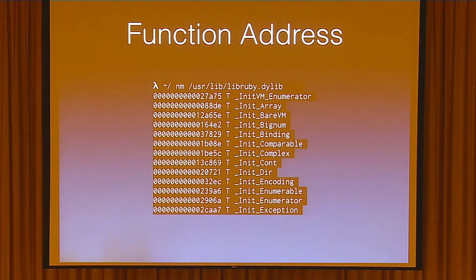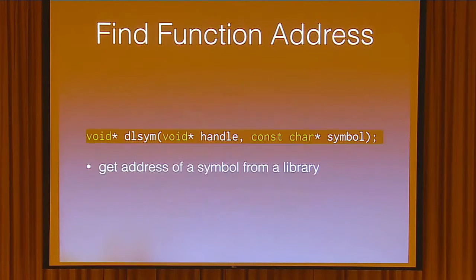On the left side is the hexadecimal representation of the memory address of the symbol on the right. Every symbol has its address, including functions and variables. So how do we do it in C? There's also a system call called dlsym, which can find a symbol address for you.